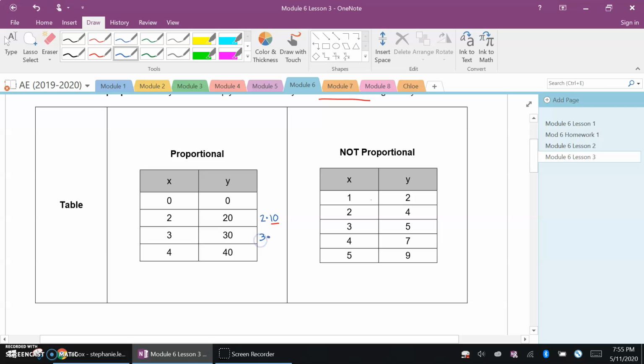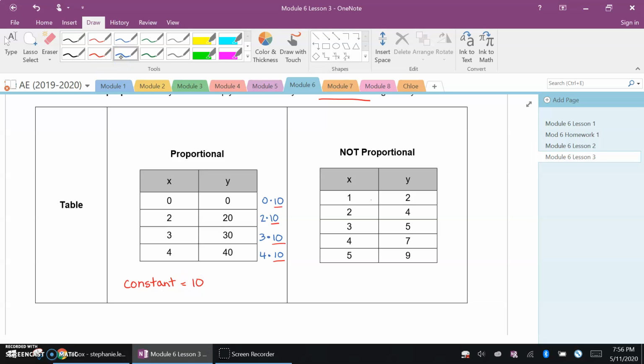So 3 times 10, does that give us 30? It does, so we know that works. Then 4 times 10 gives us 40, so that one worked. Now we can backtrack and look at the 0, and look at maybe 0 times 10. 0 times anything is 0, so everything worked on all of those, which makes that table proportional. And your constant, for those of you that want a little stretch, would be 10.